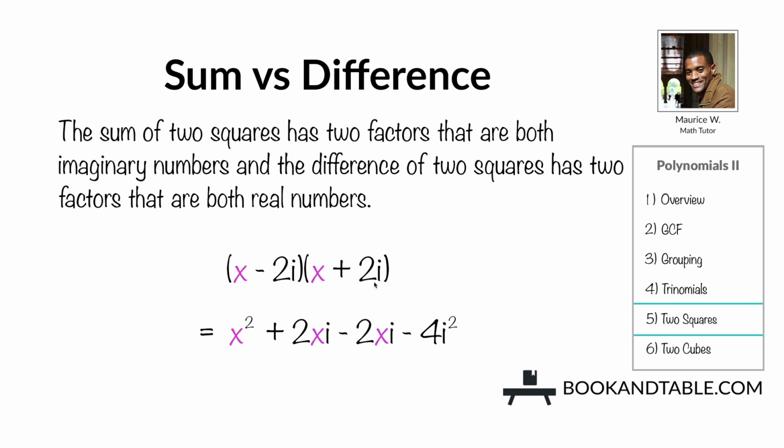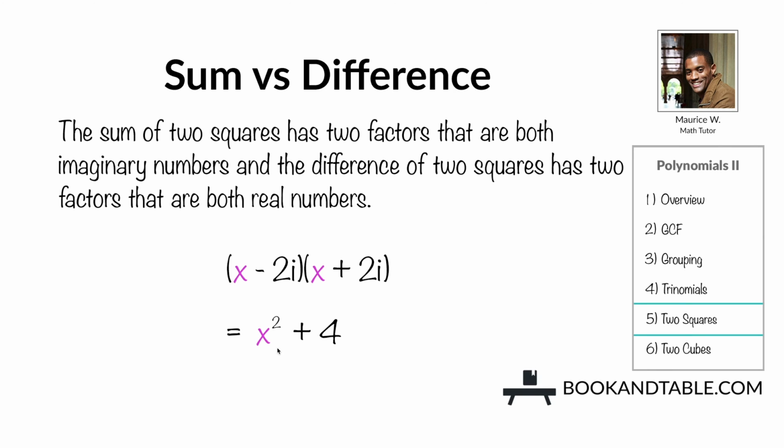If you were to FOIL this out, you would get x times x, which is x squared, x times positive 2i, which is positive 2xi. Negative 2i times x is negative 2xi, so these will cancel out. Negative 2i times positive 2i gives you negative 4i squared. So once these cancel out, we want to replace i squared with negative 1. Negative 4 times negative 1 gives you positive 4. So we see that these are the factors for the sum of two perfect squares.